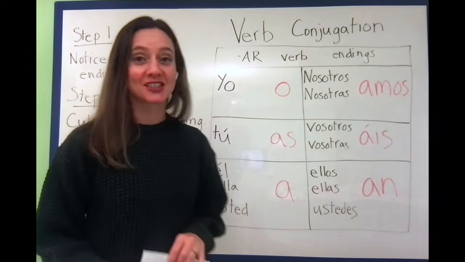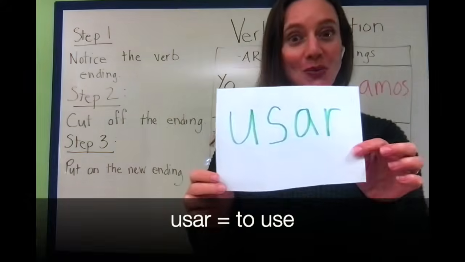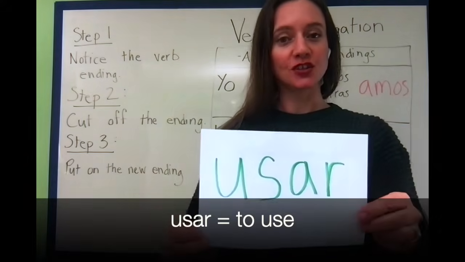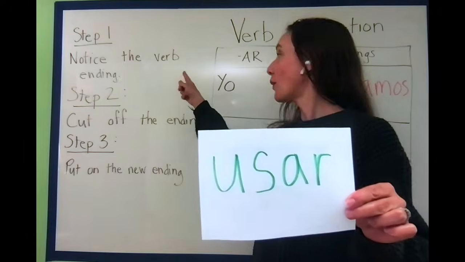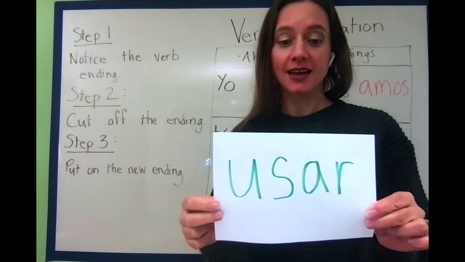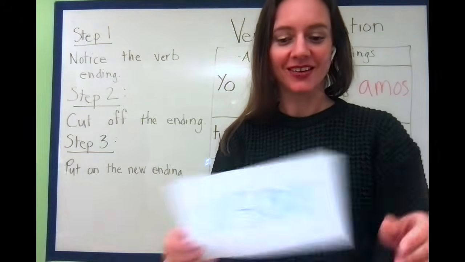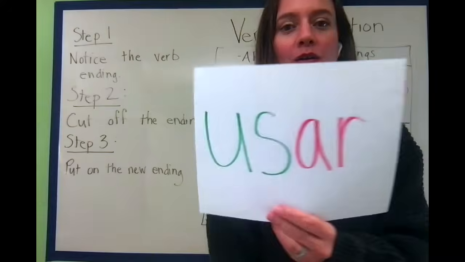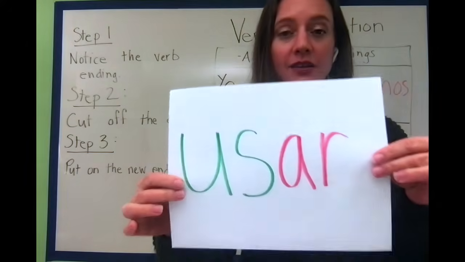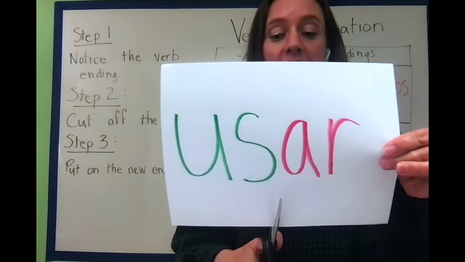All right, let's try another example using these steps. Usar, which means to use. Step 1, notice the verb ending. So notice the ending. What's the ending on this verb? AR. Very good. Yes, I want to write it here now in these letters. Okay, so we have the ending. Second step. Step 2, cut off the ending.